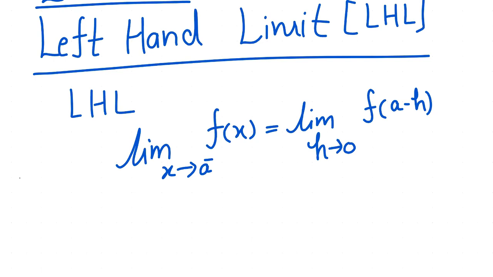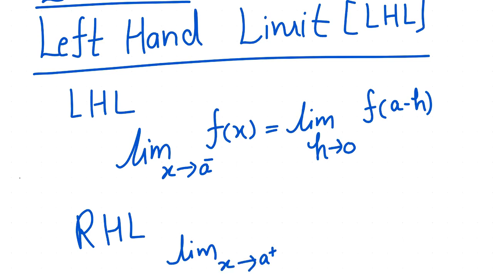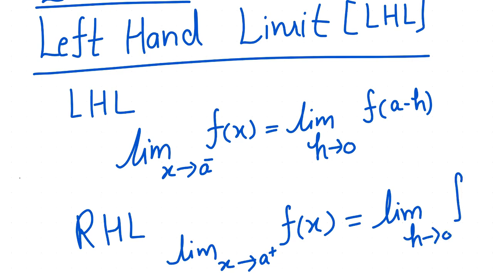And for RHL, limit x tends to a positive. If they do not ask you, this positive sign represents RHL and this negative sign represents LHL. Because on the number line, you can see on the left side we have negative numbers and on the right side we have positive. So we can find f(x) is equal to limit h tends to 0 f(a plus h).